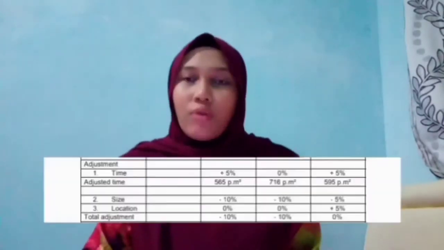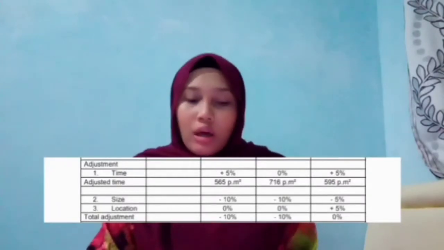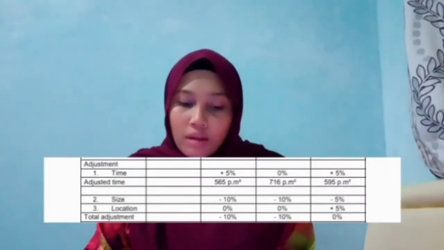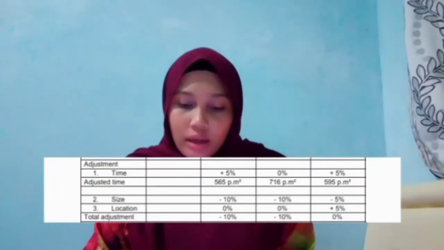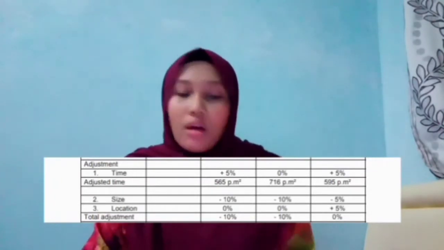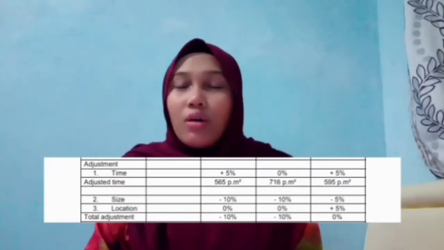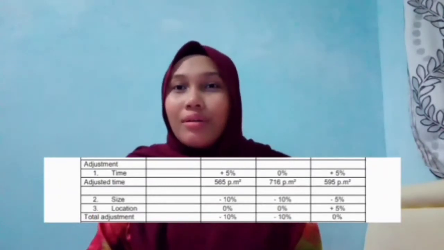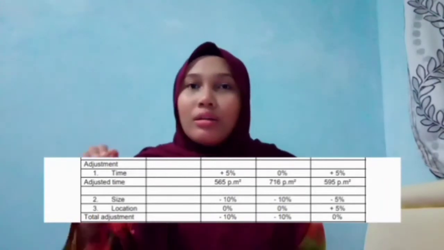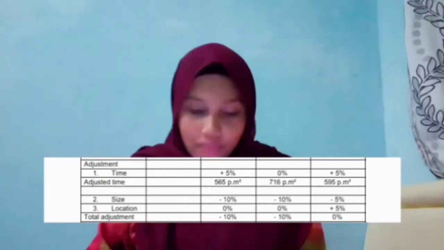When we do the comparison method, we will do the adjustment for the three lots that we choose. Examples for the adjustment we will do are time, location, size, the topography, and a lot more. For this assignment, we just do the adjustment for time, size, and location. For time, we will add 5% for lot 30 and lot 856 because the year is different by only 1 year. So that is a very minimal adjustment that we can add.